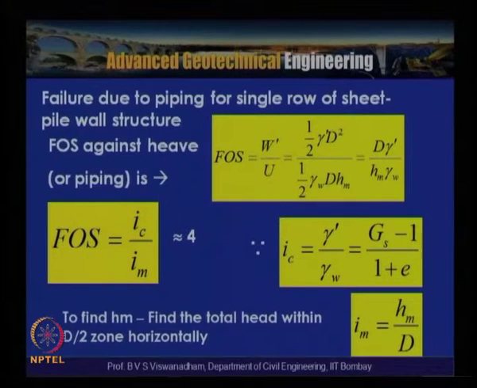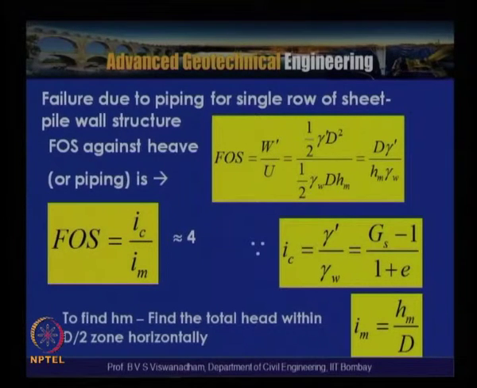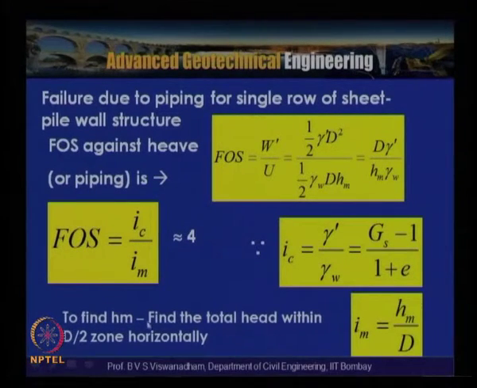However, we know that the critical hydraulic gradient is defined as Gs minus 1 by 1 plus e, which is equal to gamma dash by gamma W. By substituting IC for gamma dash by gamma W and writing HM by D as IM, the factor of safety against heave or piping is IC by IM, which should generally be more than 4 or so. What is required to be noted is that from the flow net diagram, to find the average hydraulic head, find the total head within the D by 2 zone horizontally.